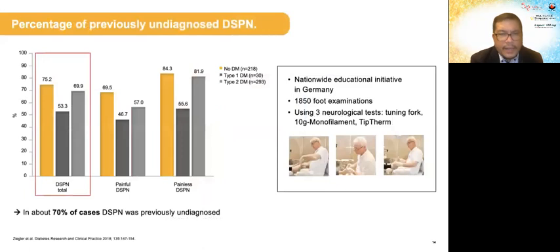In another study done in Germany, they did a nationwide educational initiative and looked at the percentage of undiagnosed distal symmetric polyneuropathy. As you can see represented in this graph, you see patients with distal symmetric polyneuropathy, those with both painful and painless forms. They noted that in patients who were non-diagnosed diabetics, the percentage of patients with undiagnosed diabetes but with distal symmetric polyneuropathy is considerable. In about 70% of cases, distal symmetric polyneuropathy was previously undiagnosed. In this study, they looked at 3 neurological tests: tuning fork, 10-gram monofilament, and Tip-Therm. You will see that it may be seen even in those initially non-diabetic individuals.